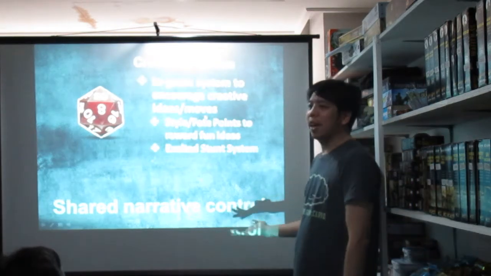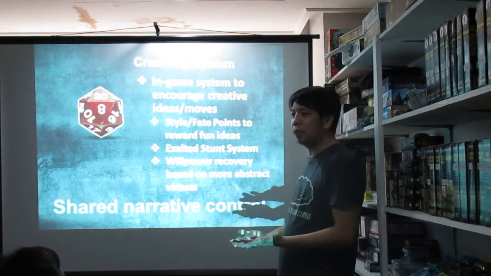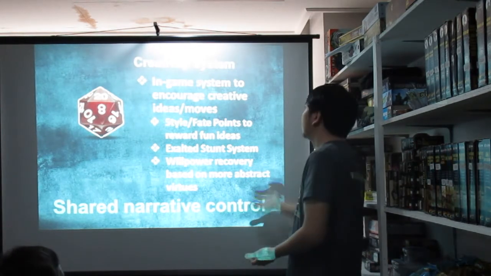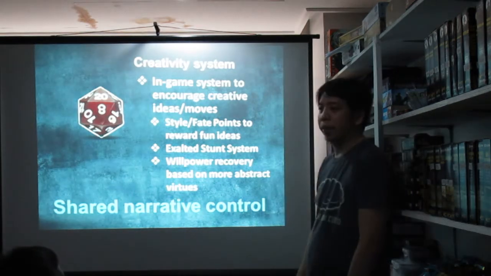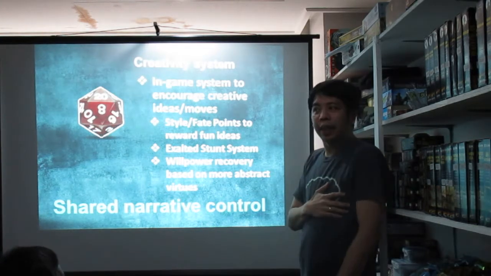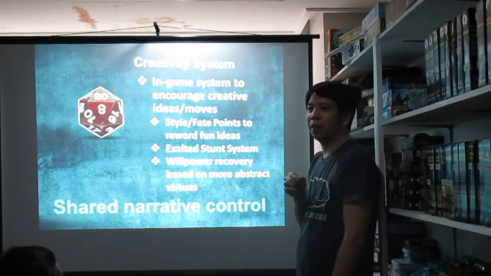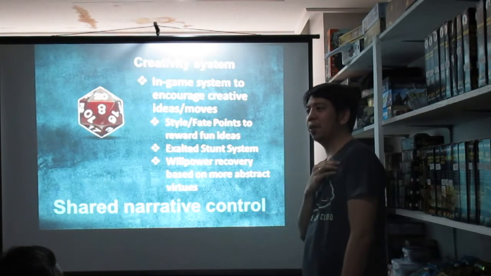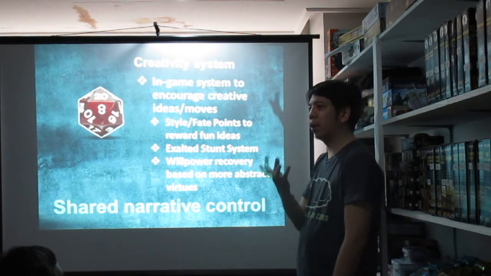So how does shared narrative control unite the two? Since system is the heart of every game and creativity is the heart of the players, we have a creative system. We'll have in-game systems that encourage creative ideas and motions or moves. A lot of games actually already have this. They're already letting players have some level of narrative control. The player just hasn't really realized it, or the GM hasn't really given a word to it.